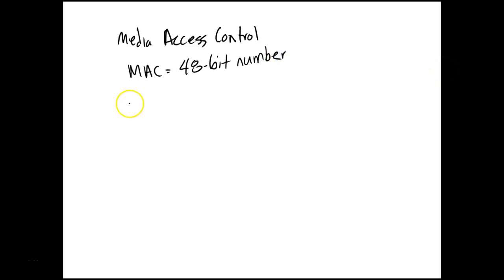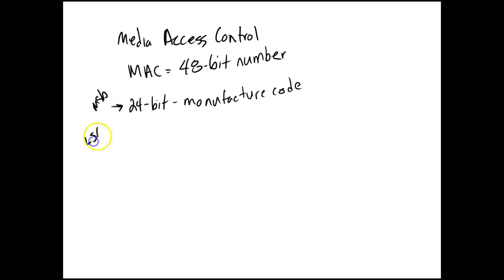And basically, the first 24 bits, or the most significant 24 bits, this is a manufacturer's code. That's assigned to a company by, I can't remember who it is. And then the least significant 24 bits, this is the actual adapter's address, or the network circuit address.